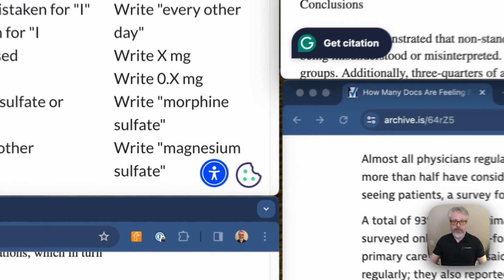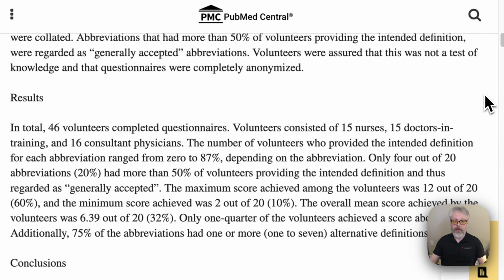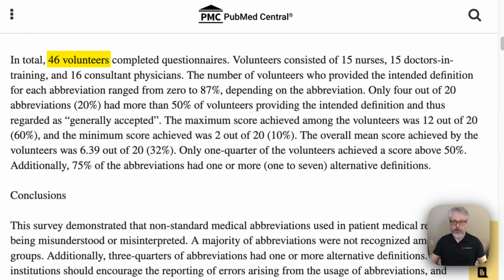Another study had 46 volunteers evaluate abbreviations in medical notes. The maximum score achieved, where they guessed the abbreviations correctly, was 60%. The minimum score is 10%. So if you use abbreviations in medical notes, there's anywhere between a 40 and 90% chance that someone misreads your notes. But of course, many of you use abbreviations anyway.